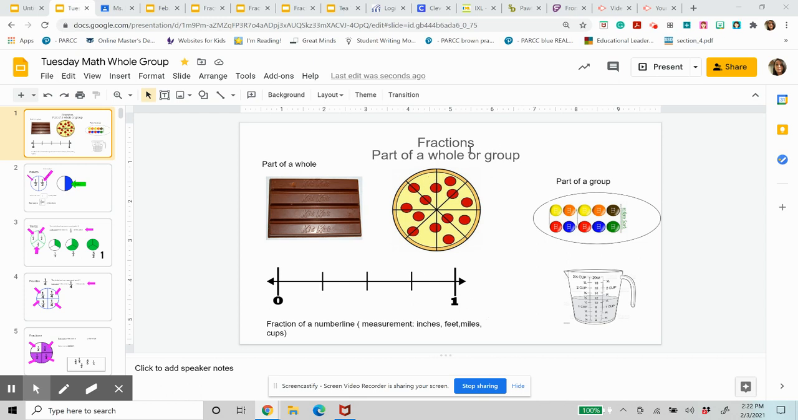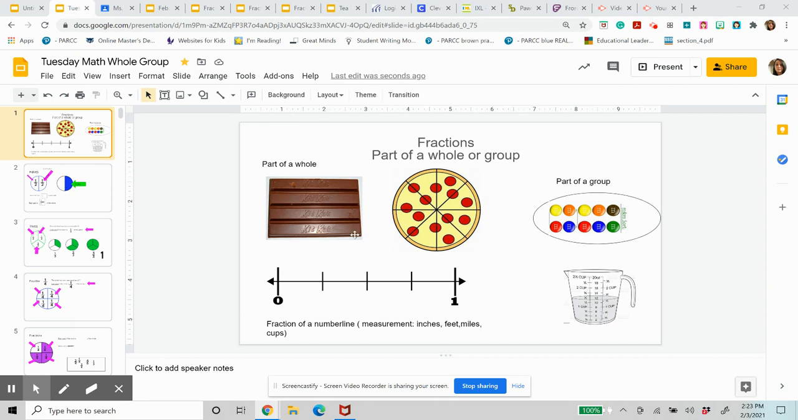Okay, so we're talking about fractions, and a fraction is a number that names a part of a whole or part of a group. Okay, so a fraction isn't the whole thing. So you could eat a fraction of the cake, a fraction of your sandwich, you could do a fraction of your homework.